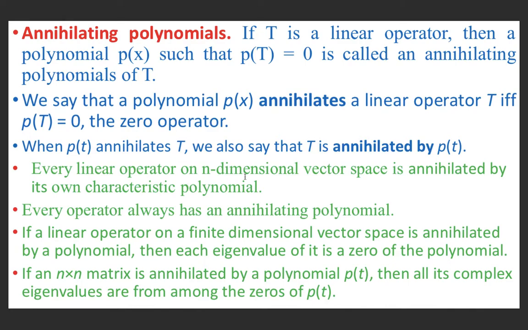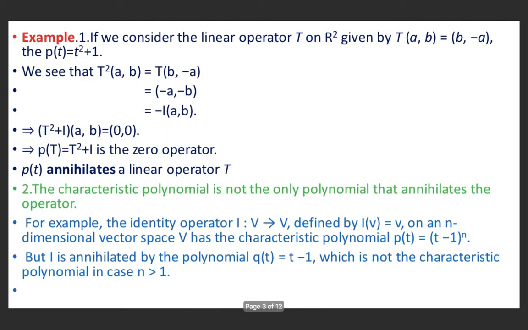Every linear operator on n-dimensional vector space is annihilated by its own characteristic polynomial. Every operator always has an annihilating polynomial. If a linear operator on a finite dimensional vector space is annihilated by a polynomial, then each eigenvalue of it is a zero of the polynomial. If an n by n matrix is annihilated by a polynomial P(t), then all its complex eigenvalues are from among the zeros of P(t). Zeros of P(t) means the values of the variable t which satisfy the polynomial.